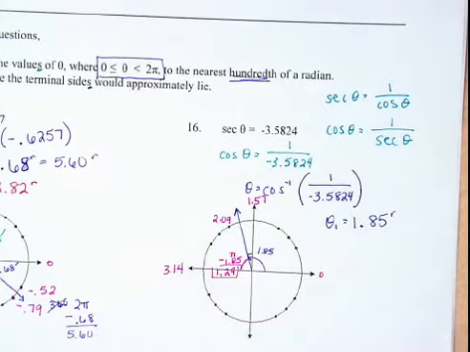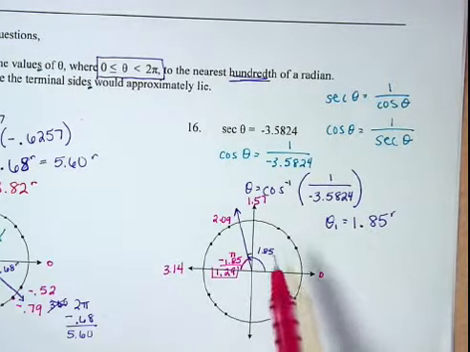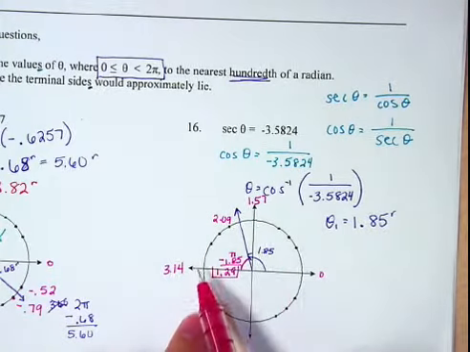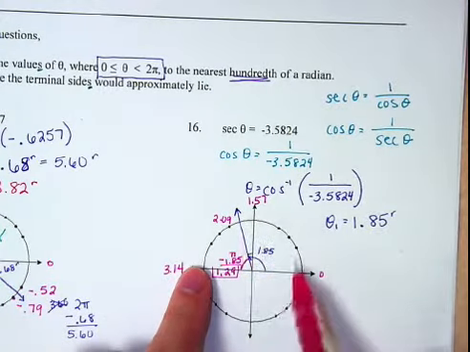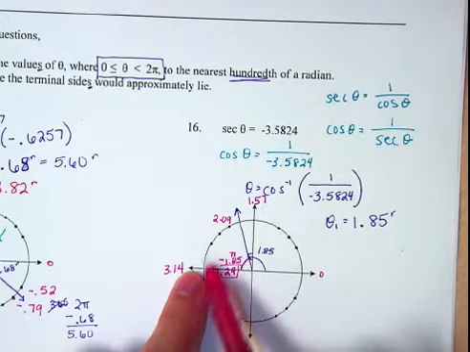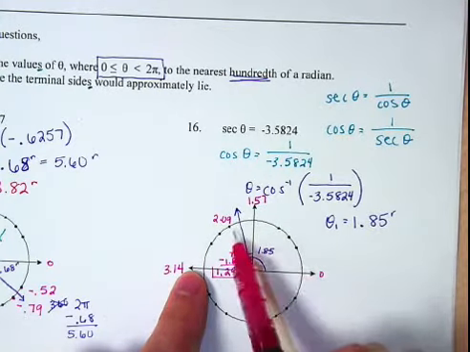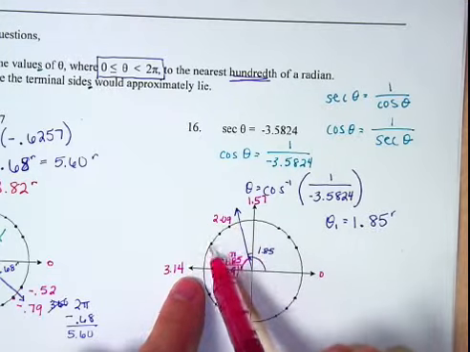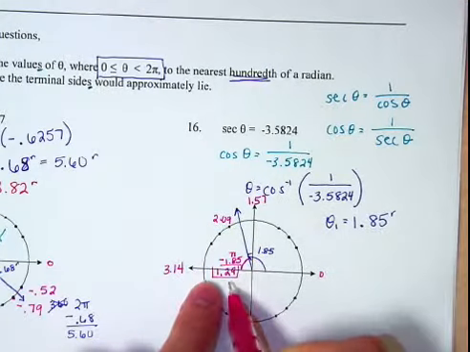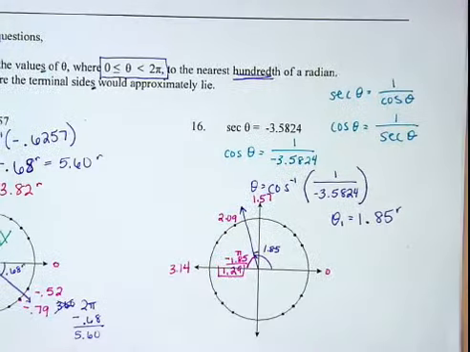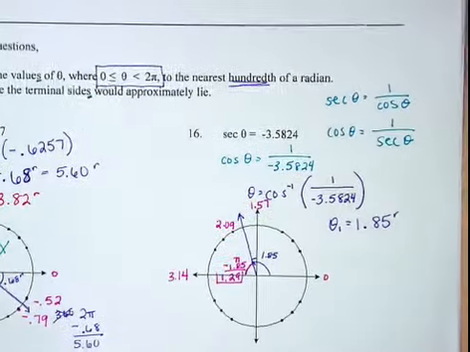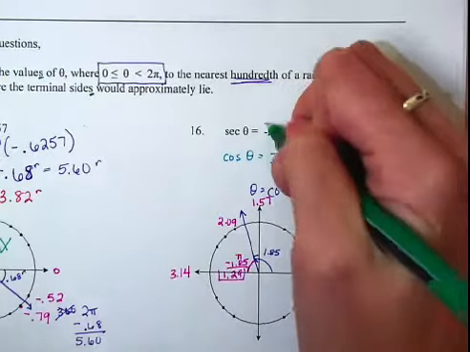Why did I do pi minus that? I need to figure out what two angles together will get me to pi. Because if I've already gone most of the way, what's the rest of the way? Most of the way is 1.85. The rest of the way to 3.14 is 1.29. So if that's my reference angle, I'm going to use that to figure out the other angle.